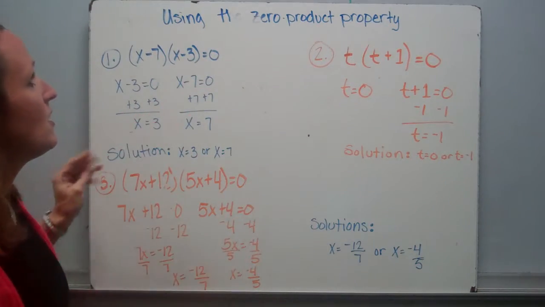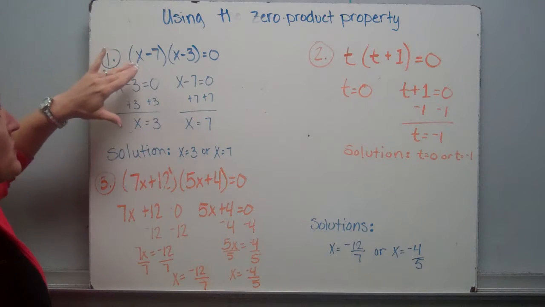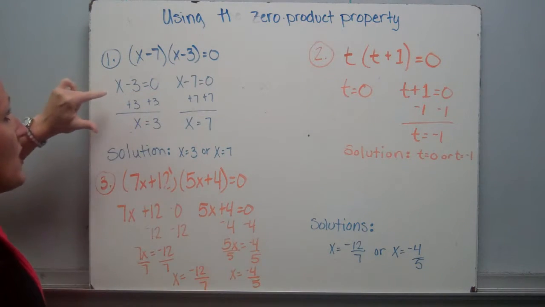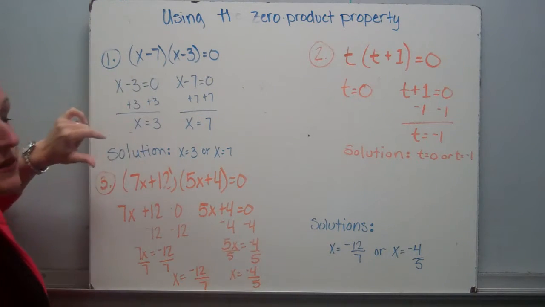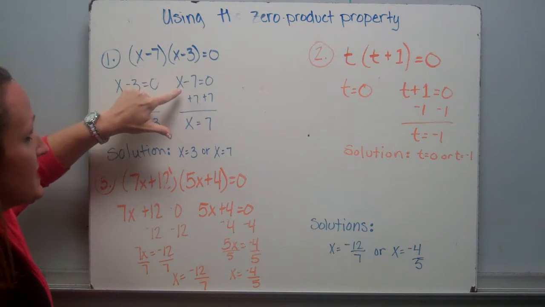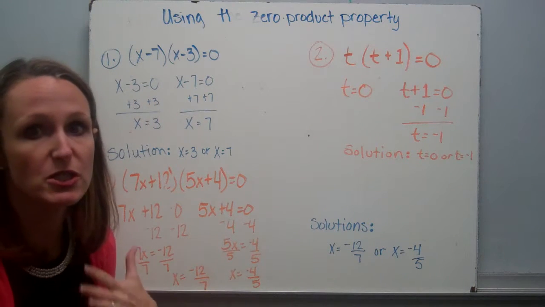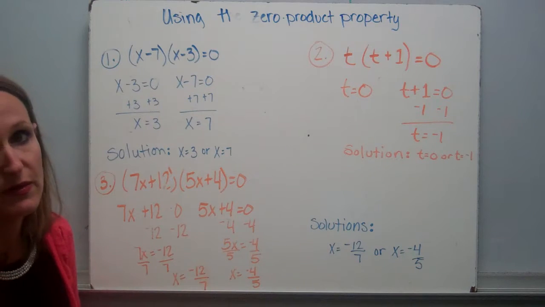Okay, so let's use the zero product property. If we factored and we've gotten x minus 7, x minus 3 equals 0, we're going to break them apart. X minus 3 equals 0. We'd add 3 to both sides. In other words, we just solved the equation. We get x equals 3. X minus 7 equals 0. We add 7 to both sides. We get x equals 7. So our solutions to this equation would be x equals 3 or x equals 7.